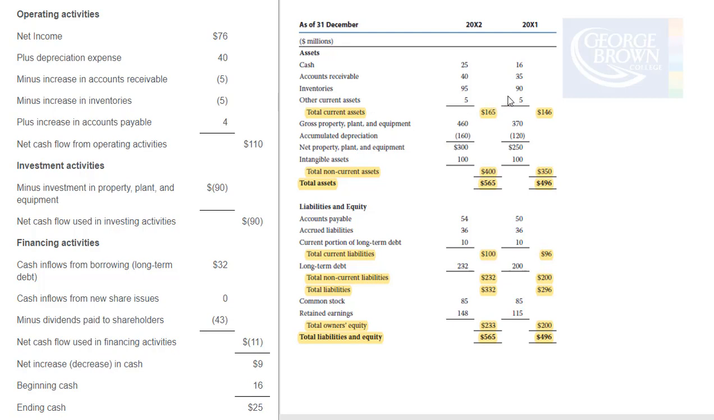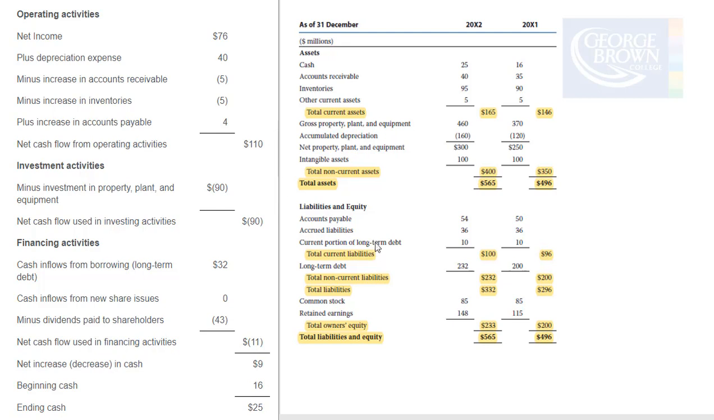Next thing, we're going to look at the inventories. Inventories increased. That's a use of cash. I buy inventories perhaps using cash. So inventories has increased from 90 to 95. That's a use of cash. Inventories has increased, so that's a -5. Again, if inventories had gone down from 90 to 85, that would be a positive number.